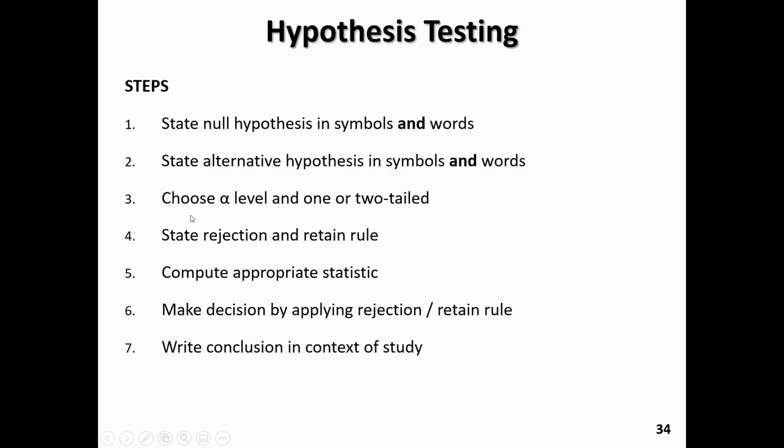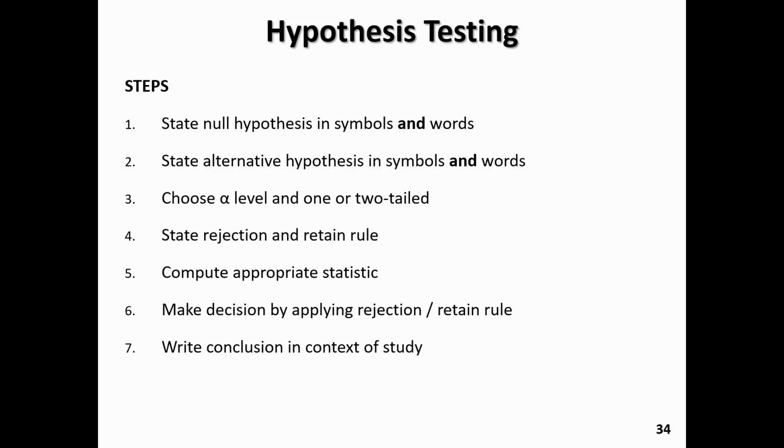We would then choose the alpha level. Most often, the 5% level is chosen, and most oftentimes we use what's called a two-tailed approach, in which that 5% is split between the upper tail and the lower tail. We then would state what's called the rejection and retain rule, which is something that we'll see in a subsequent unit. And following that rejection and retain rule, we would then compute the appropriate statistic, as we did in the immediate previous example with the z-test.